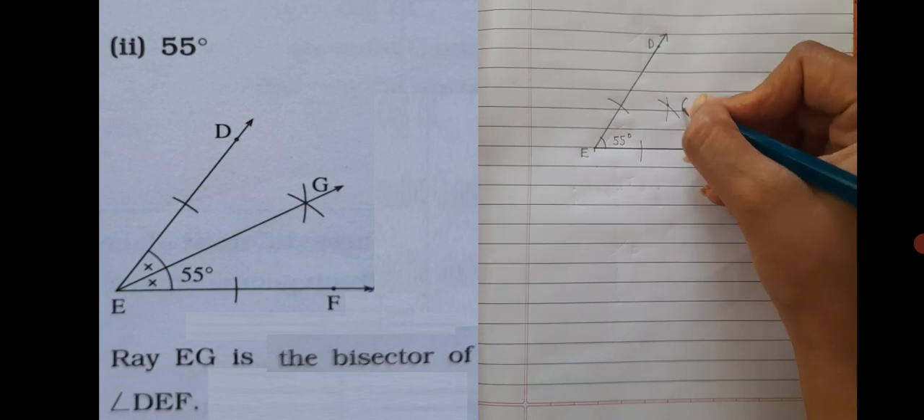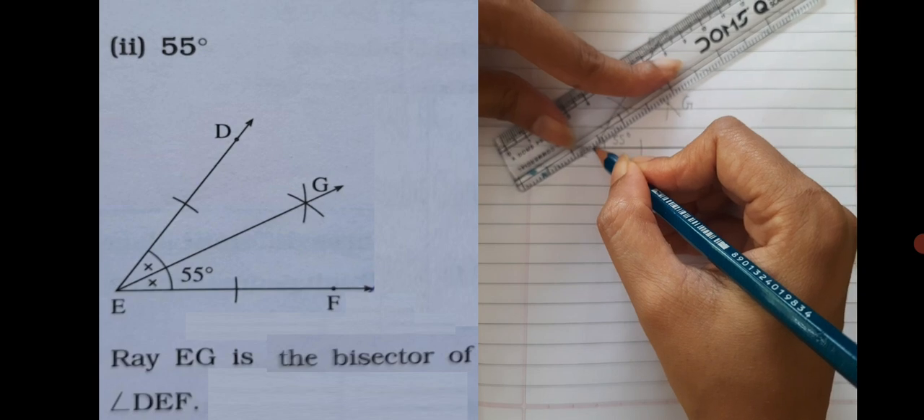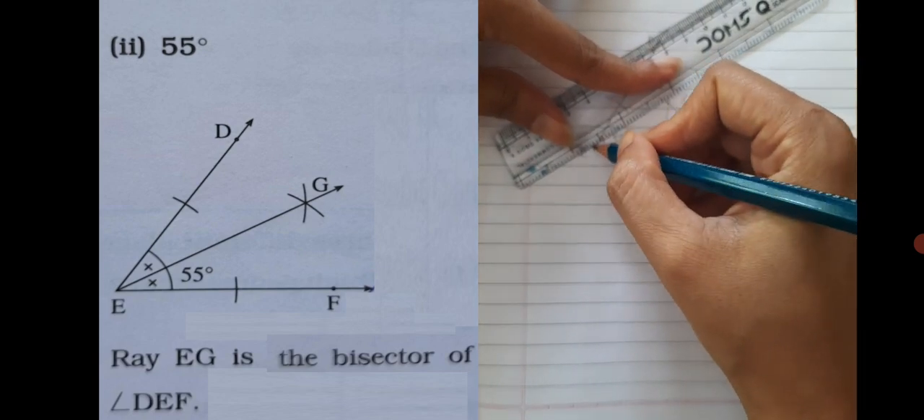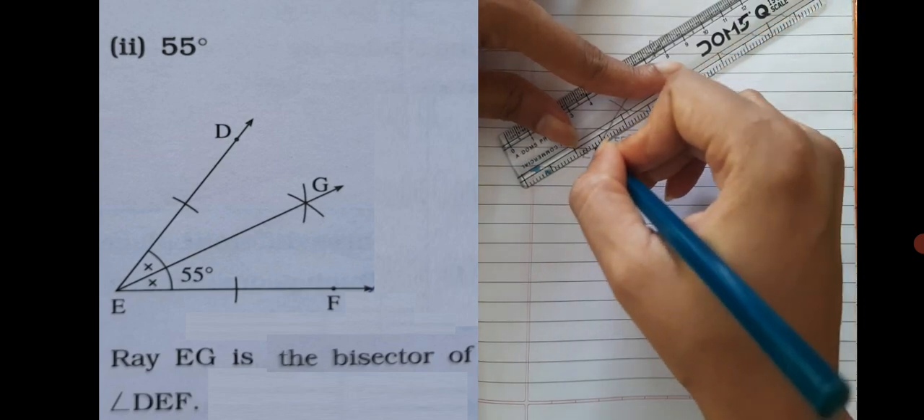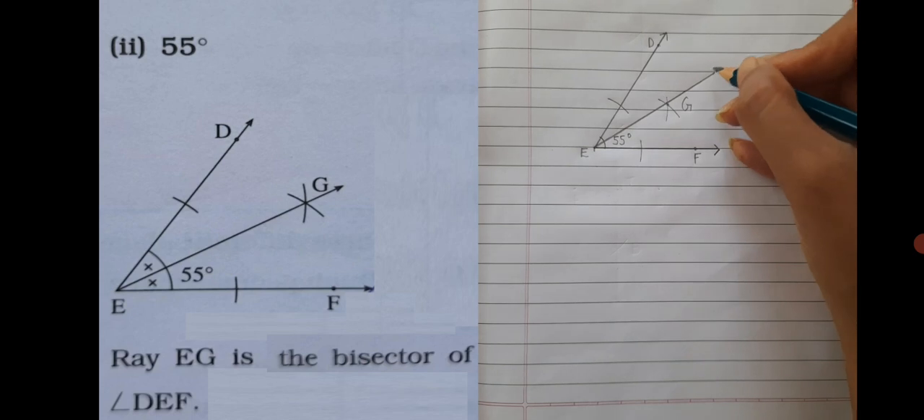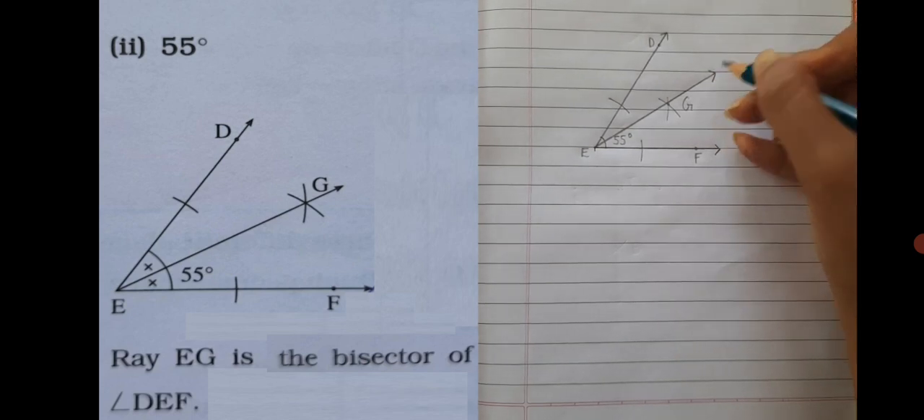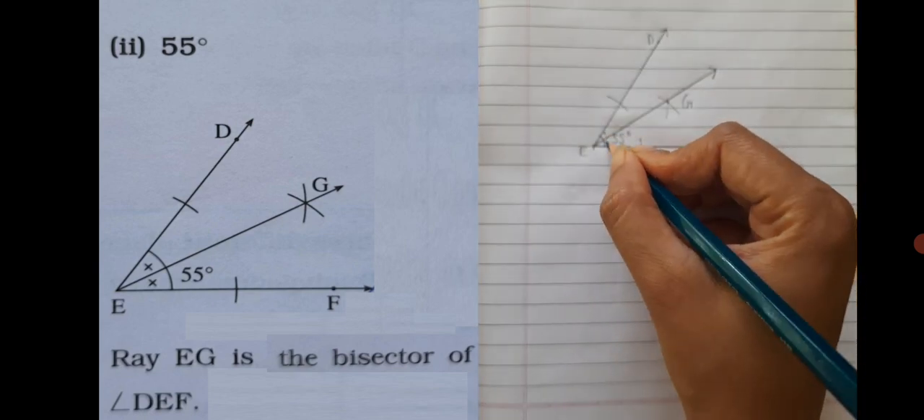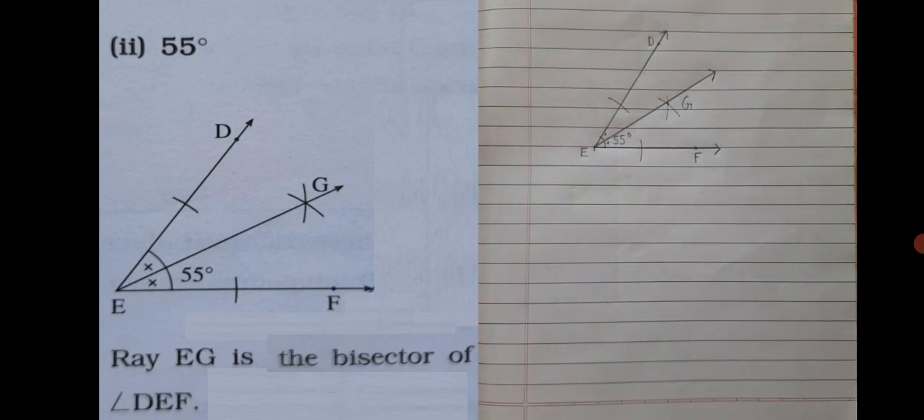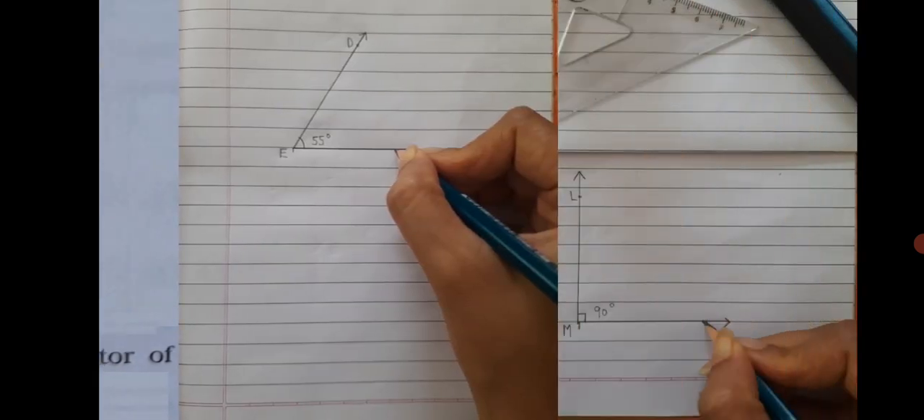So point G is written, and now we will join E to G, which makes our ray EG, which is the bisector of angle DEF. So now you can say ray EG is the bisector of angle DEF. And this bisector divides the angle into two equal parts. The markings show that it is divided into two equal parts.